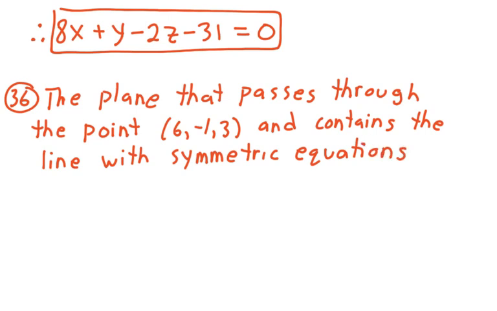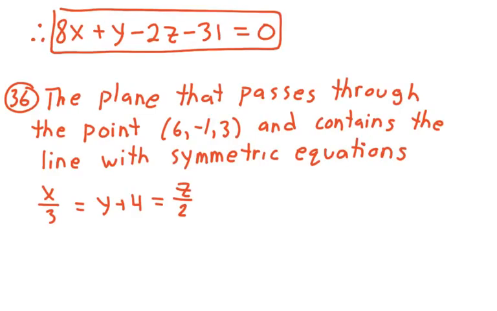and these symmetric equations are x over 3 equals y plus 4 equals z over 2. Okay? Same idea as 35. The equation of the line is written a little bit differently, right? So we know P is the point 6, negative 1, 3. And so we need 2 points on the line.